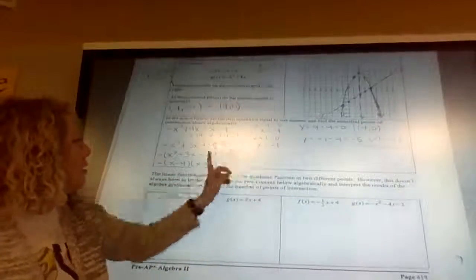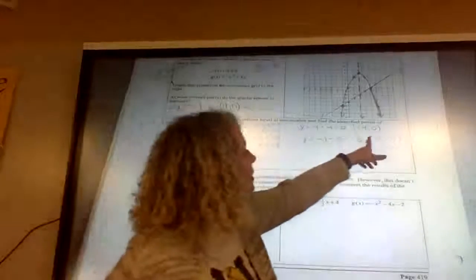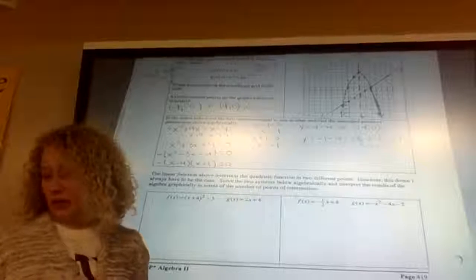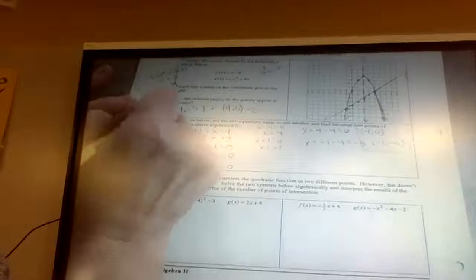We got it here from the graph. So that's how you solve it without a graph. So let's talk about what we did. The first thing we did is we set them equal to each other.